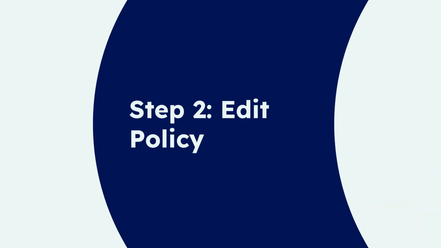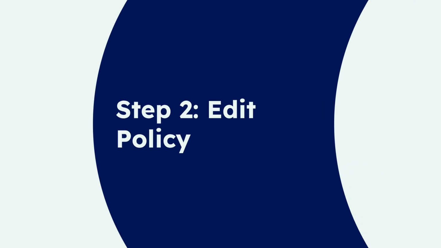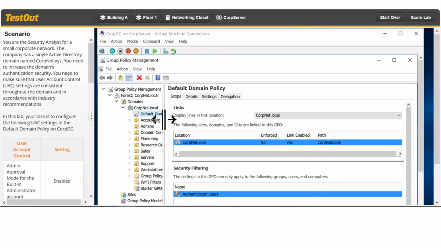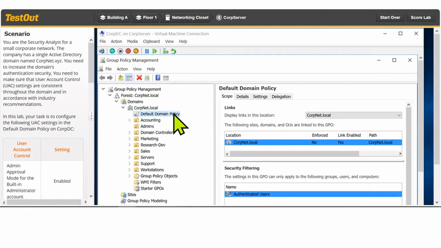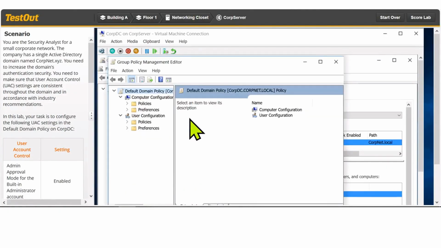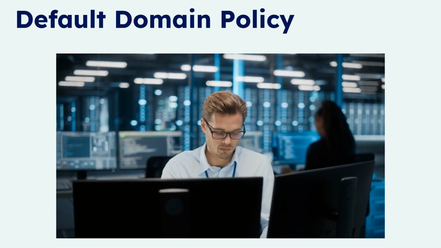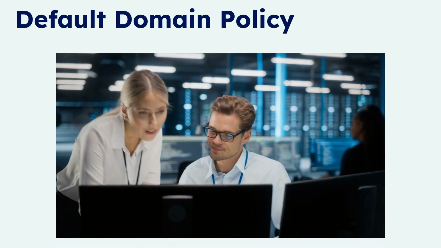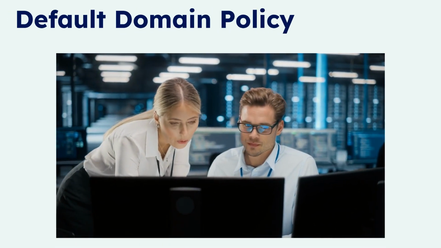Step 2. Open the default domain policy for editing. Expand the forest and domain structure. Right-click Default Domain Policy and select Edit.